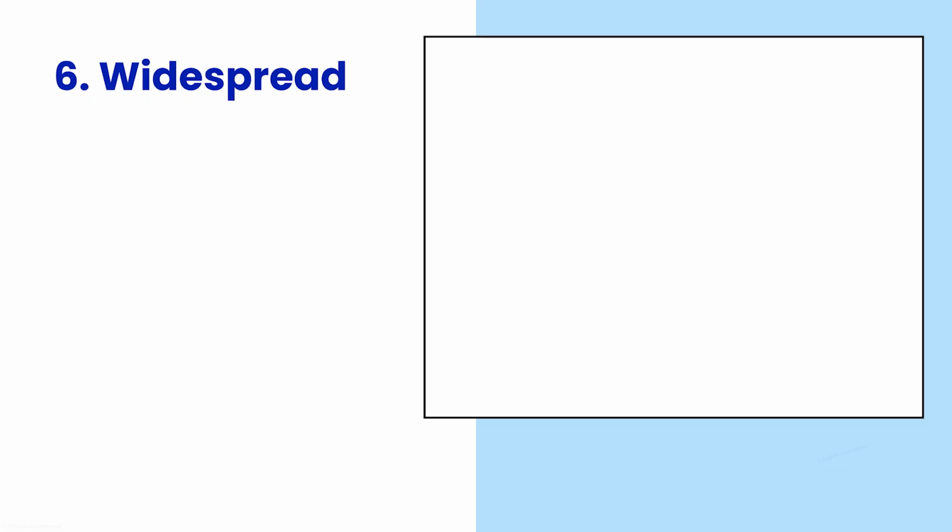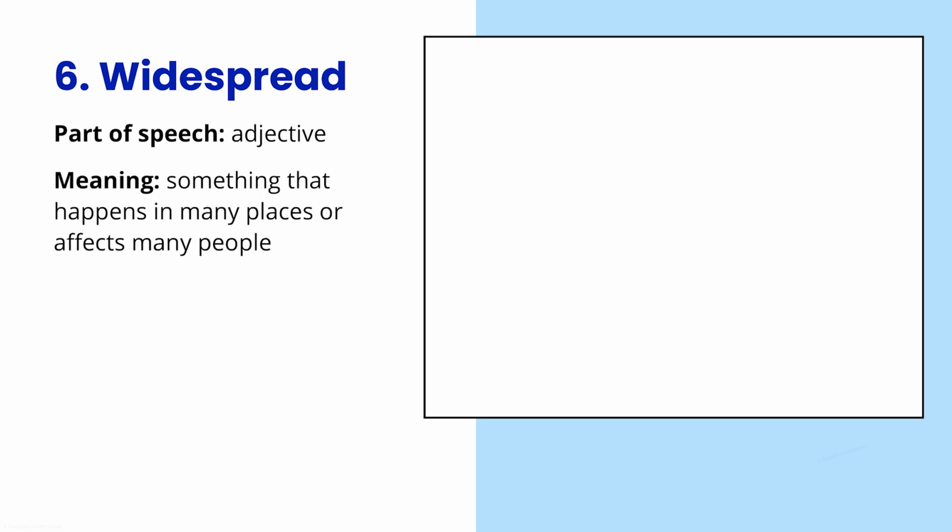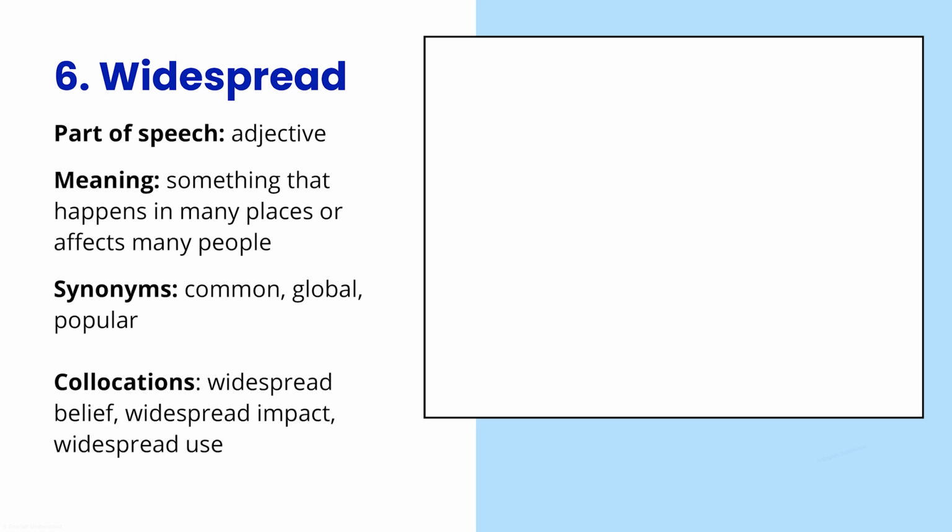Moving on to number 6 now, which is widespread. This is an adjective, and it means something that happens in many places or something that affects many people. Here are some synonyms: common, global, popular. Some collocations are widespread belief, widespread impact, and widespread use.